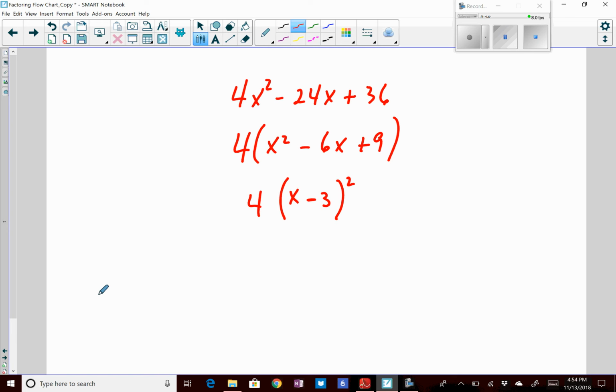Now you're wondering, what about the negative 6x? Well, basically, to make sure that you've got the correct factors, what you can do is, don't worry about the signs. Just take a look at what's in the parentheses and multiply it together. So if we multiply the x and the 3 together, we get 3x. Double it, we get 6x. That's what we see here, so we know we have the right factors.